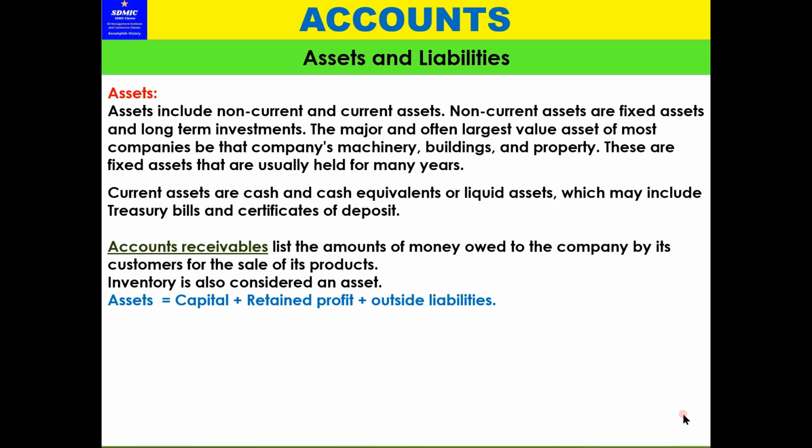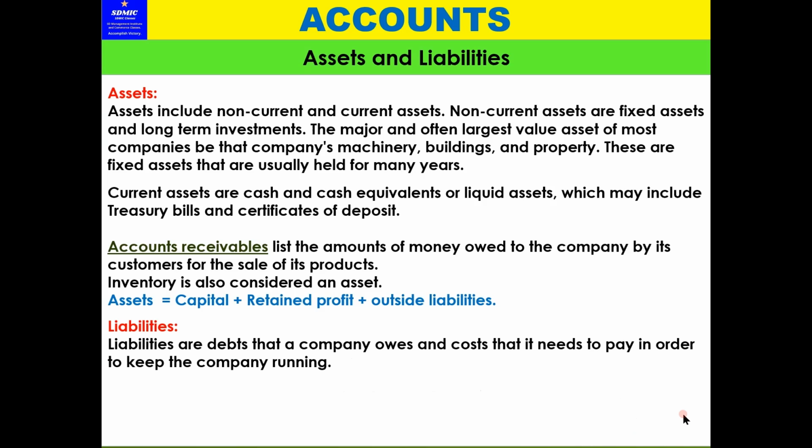Assets formula is assets is equal to capital plus retained profit plus outside liabilities. Means total liabilities is equal to total assets, that is a balance sheet formula. Total assets is equal to total liabilities. So assets is the total of capital plus retained profit plus outside liabilities. Liabilities बोलेगा तो जो कंपनी को देने का है वो liabilities में जो capital plus retained profit भी एक liability में आ जाता है, because that company has to pay to the owner or the shareholders.